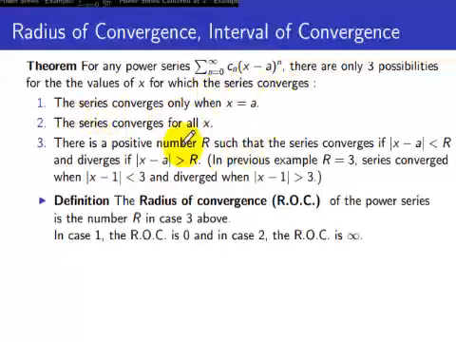Either that series converges only at the center, or that series converges for all x, or that series converges on an interval like this. So in this case the radius is 0, in this case the radius is infinity, and in the final case it has a finite number for the radius of convergence.